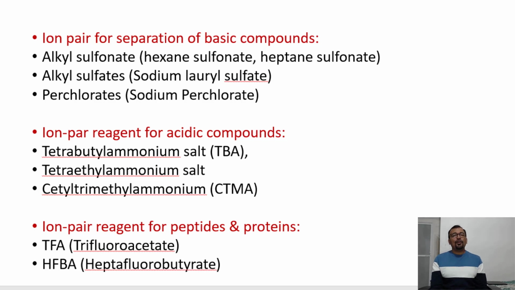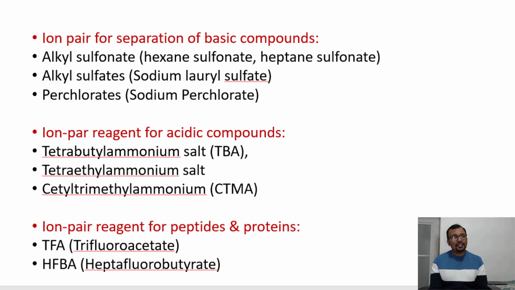Now let us understand a few of the common examples of ion pair reagents in the case of basic compounds. The alkyl sulfonates like hexane sulfonate and heptane sulfonate are widely used as ion pair reagents. The alkyl sulfates like sodium lauryl sulfate can also sometimes be used to retain basic compounds, and the perchlorates like sodium perchlorate can also be used as ion pair reagents in the case of basic compounds. And for acidic compounds, tetrabutyl ammonium salt, tetraethyl ammonium salt, and cetyl trimethyl ammonium can be used as ion pair reagents.